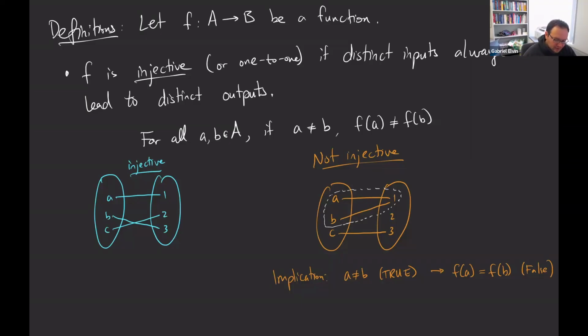All right. Another important property of functions is something called surjectivity. F is surjective, also called onto, if, in plain English, everything in the codomain has something assigned to it.